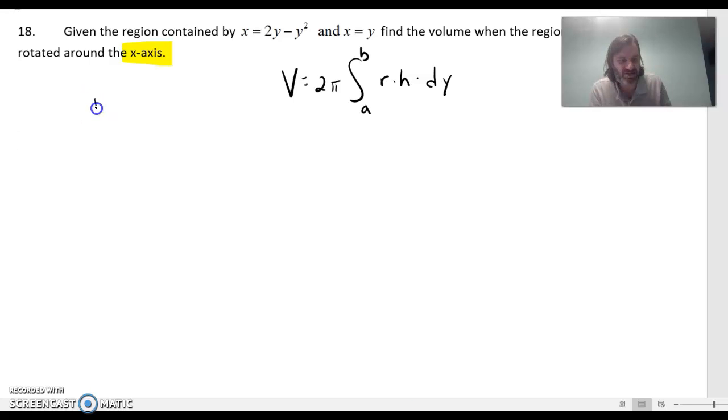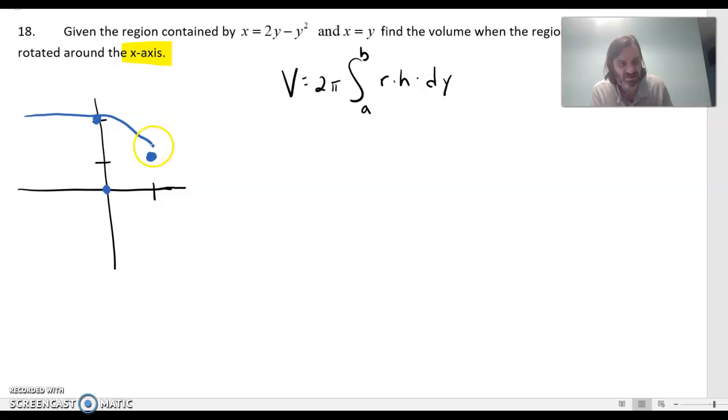So let's draw this out. In the past, we've already graphed x equals 2y minus y squared. So let's see if we can make it work here. We had two y-intercepts at 0 and 2, and we had a vertex at 1, 1. So we should have a sideways parabola. I know it doesn't look very well.